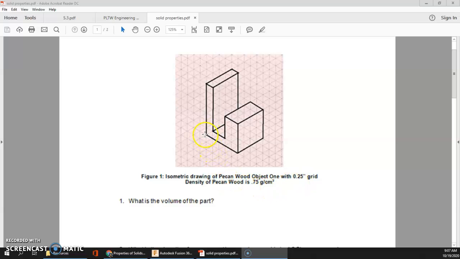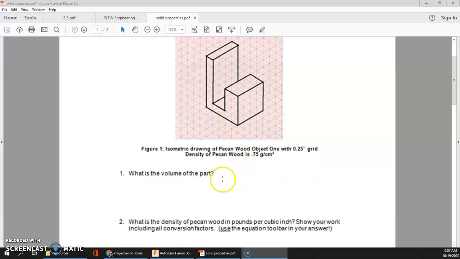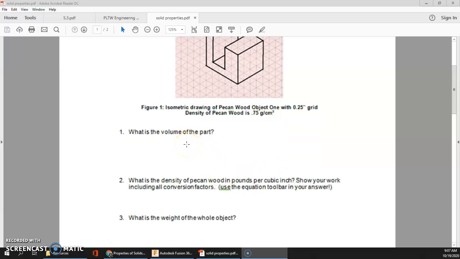So if I were measuring this face, I would count 1, 2, 3, 4, 5. So that's 5 units times a quarter of an inch. That means this side right here is 1.25 inches long. Using those measurements, you're going to calculate the volume of the part.